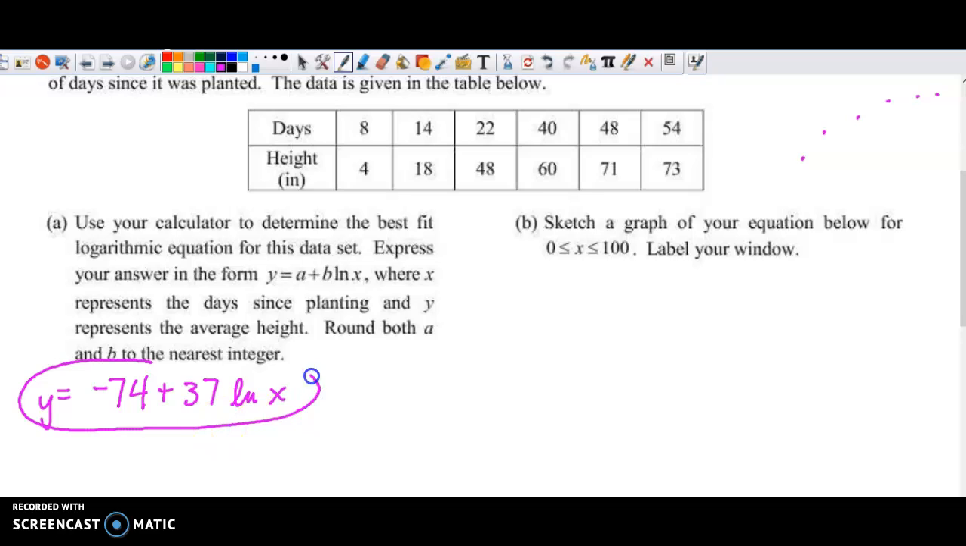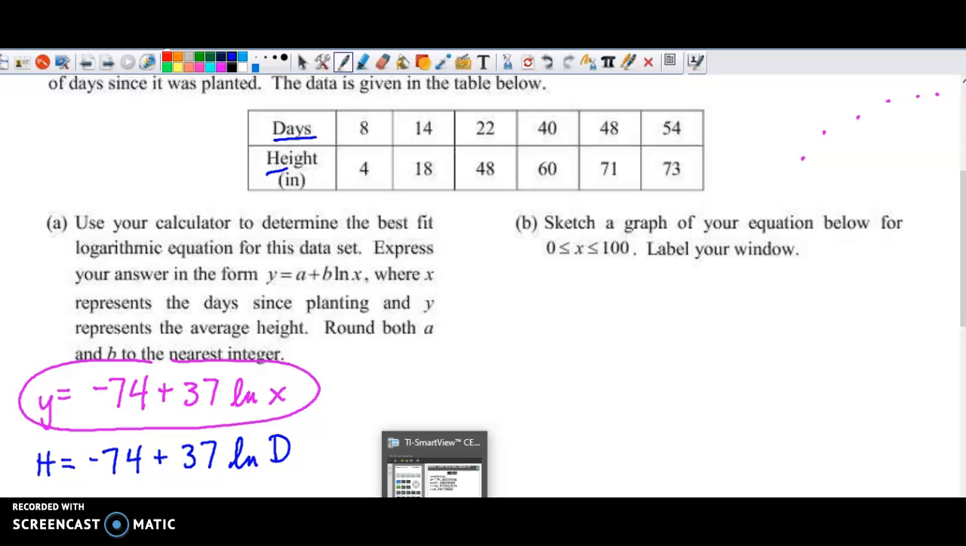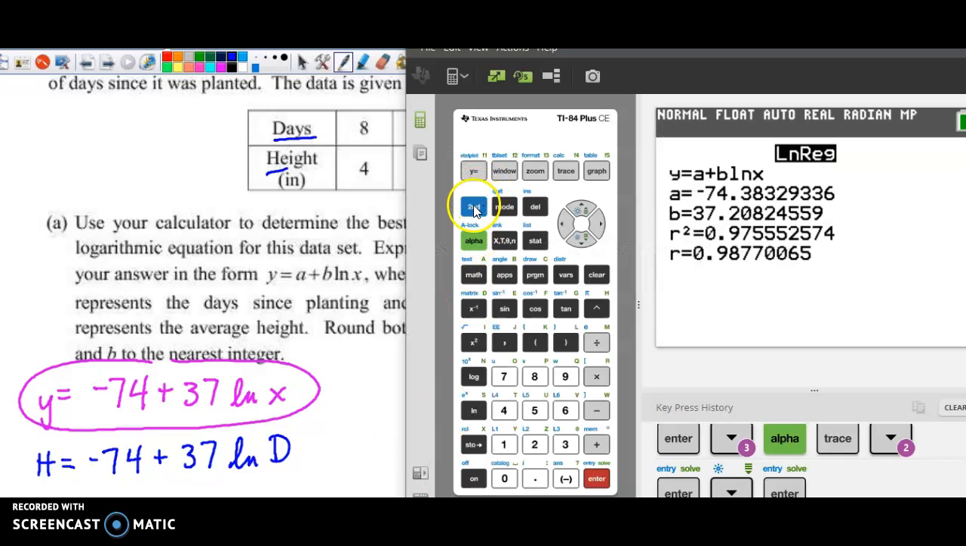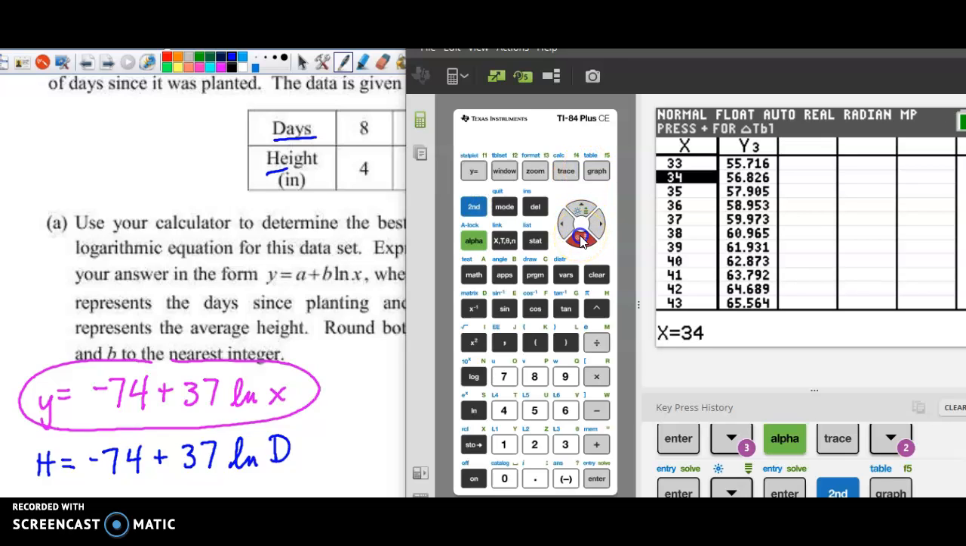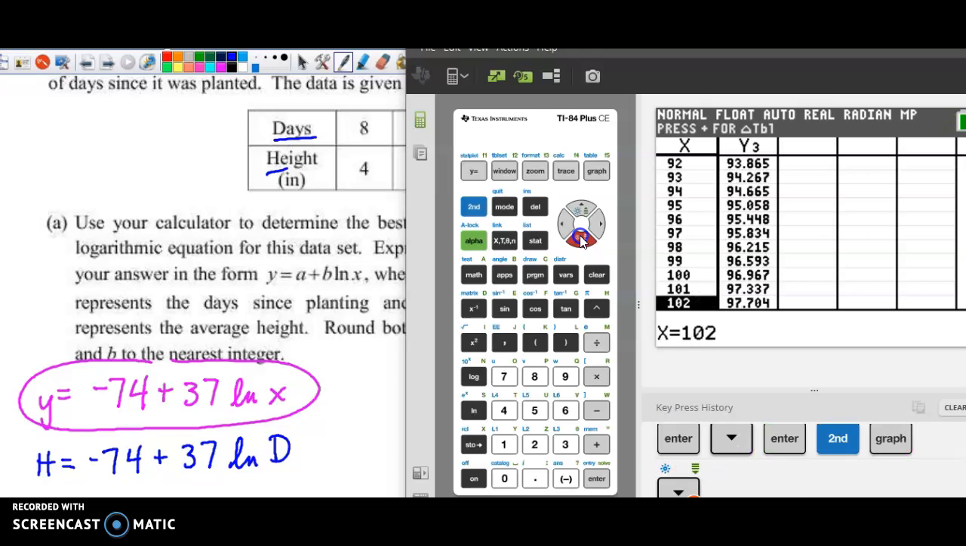So following the directions is what they want, but it might actually make sense to some of you to rewrite it with those variables, like h equals negative 74 plus 37 natural log of d, for the days and the height. So the benefit to this is we can now make our scatter plot, and we could go to the graph. Now I'm going to look at the table first to see that my y values go all the way up to about 100.